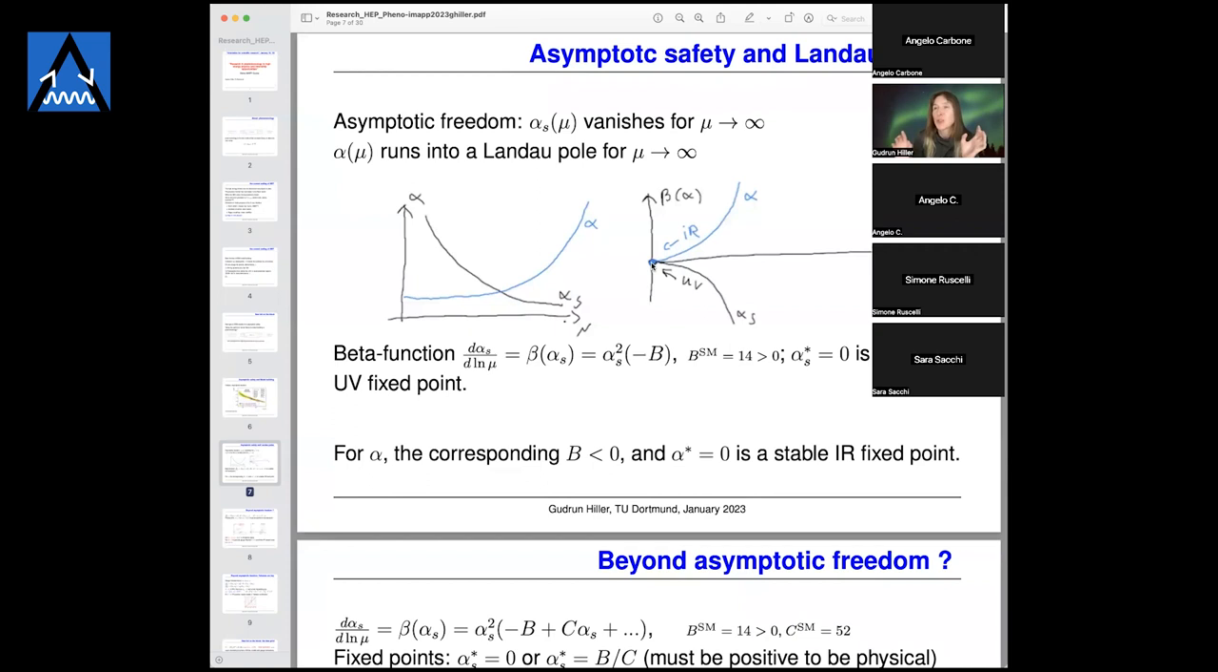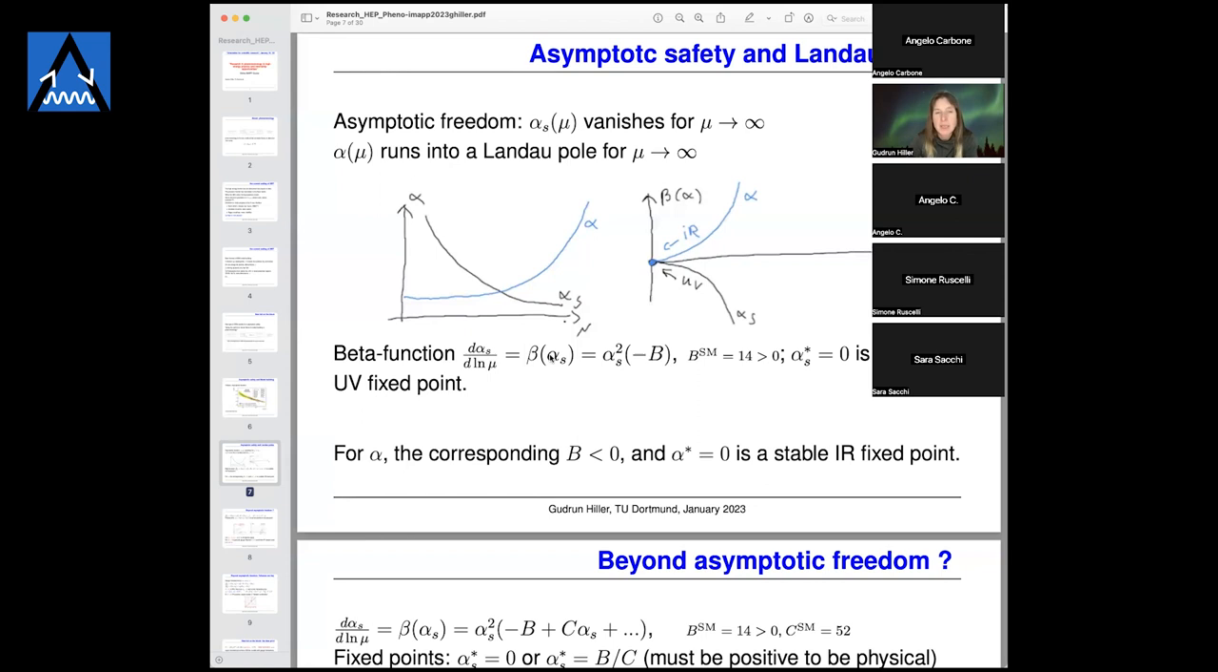Asymptotically at least, okay? That's asymptotic freedom. And just as a reminder of the other possibility that's realized also in the standard model, let's consider QED, or if you wish, the hypercharge, which is an abelian gauge group, it's alpha. And the beta function looks the same, except that this B coefficient is negative. So negative B coefficient times this minus sign makes the beta function positive.